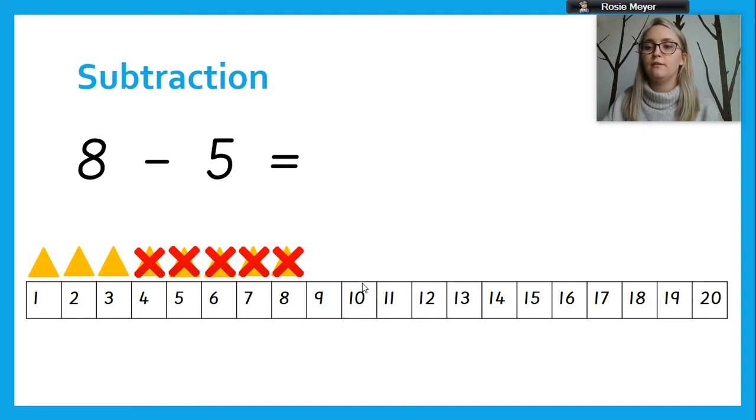I've now taken away 5 triangles, but we need to count how many triangles I have left to find out the answer. So let's count those yellow triangles that have been left behind to find out how many we have got. So let's start at the beginning. We've got 1, 2, 3 yellow triangles left behind after we've subtracted 5. So that means our answer is going to be 3. So our number sentence is going to be 8 take away 5 equals 3. Can you write your answer at the end of your number sentence?